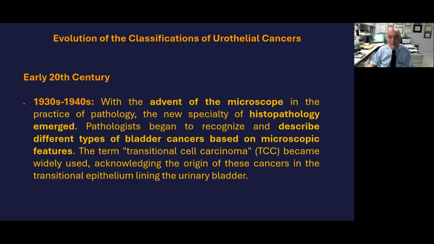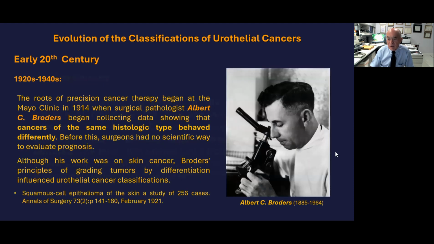In the early 1900s, the advent of the microscope gave origin to the new specialty of histopathology, and pathologists were able to identify the different aspects of cancers, not only in the bladder, but in many other systems. It was also the first time that the transitional cell carcinoma nomenclature was introduced in medical jargon.